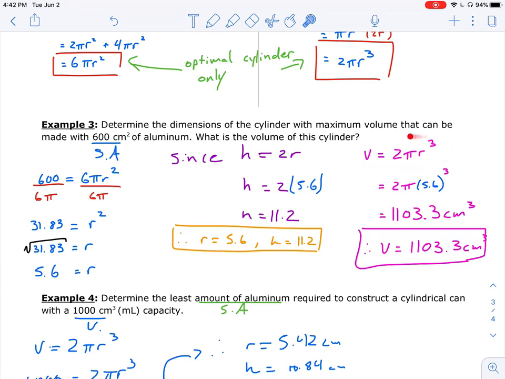I'm looking for the volume. I know to calculate the volume of my optimal cylinder is 2 pi r cubed. 2 pi, my r is 5.6 cubed. This whole expression, I cube this first. I end up getting 1,103.3 centimeters cubed for my volume.